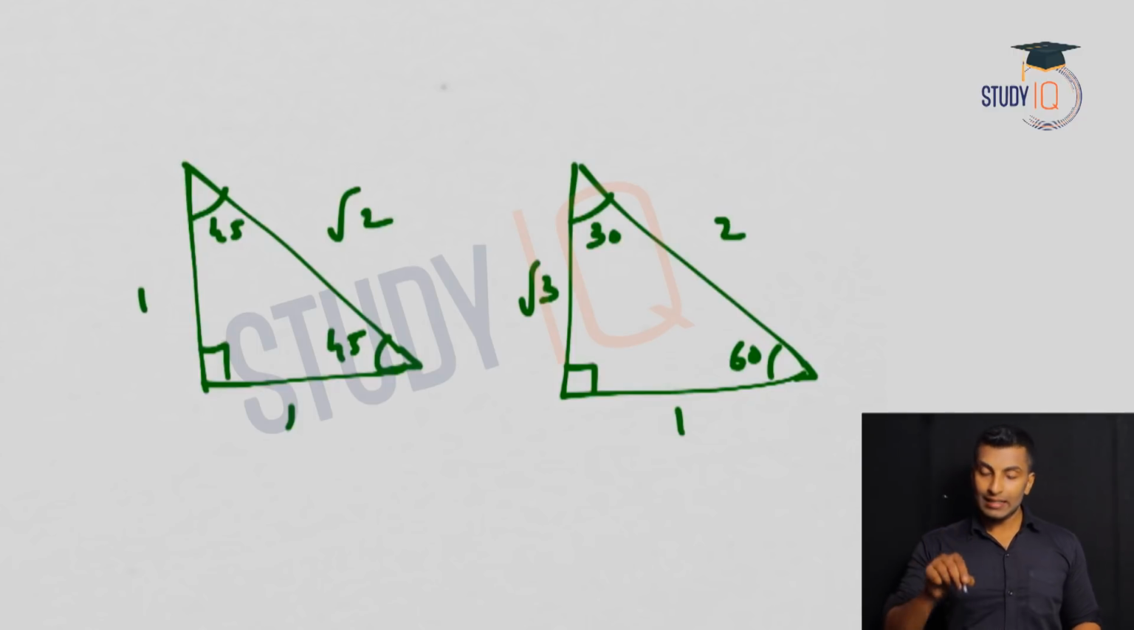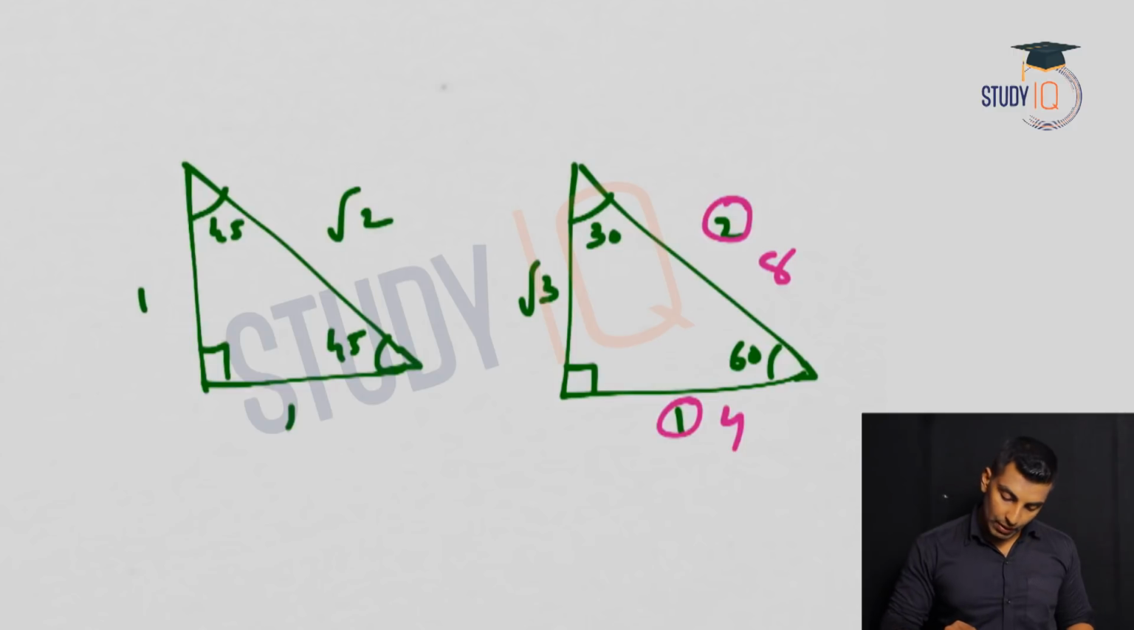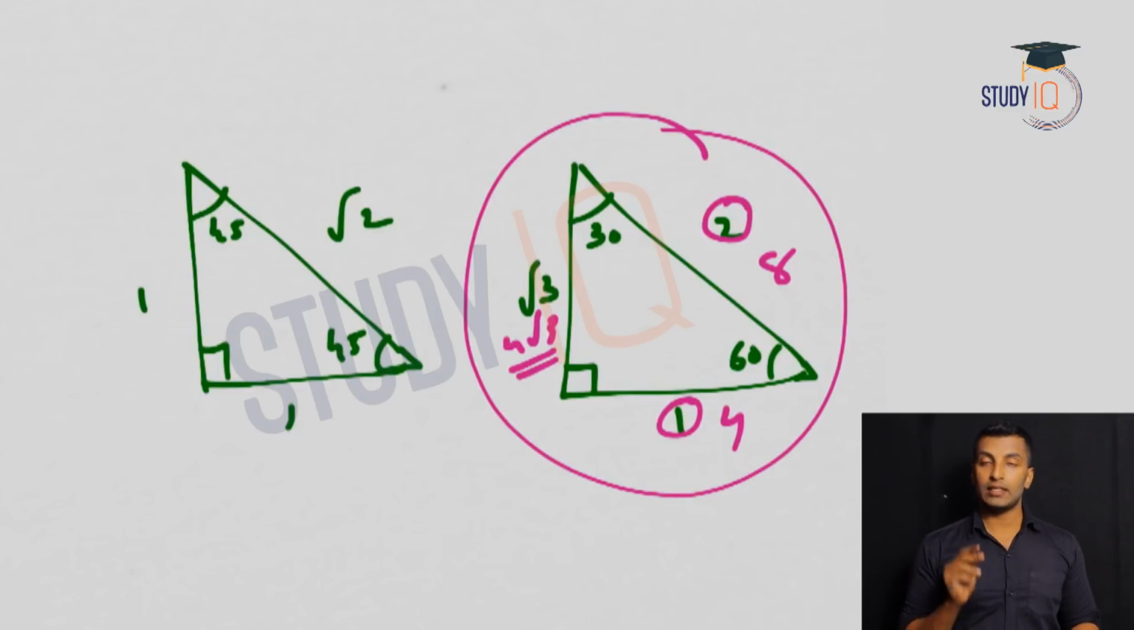Okay, so if one side is given, say this is given as 8. Then what will this be? Since 2 is 8, 1 will be 4. So if 1 is 4, this will be 4 root 3. That's how you need to find it. So just keep in mind this ratio, 45, 45, 90 and 30, 60, 90. These are the two triangles which are possible. So 1, 1, root 2 and 1, root 3, 2.